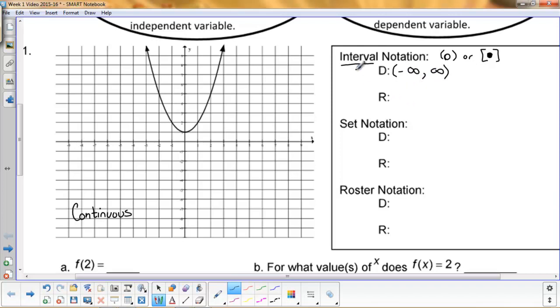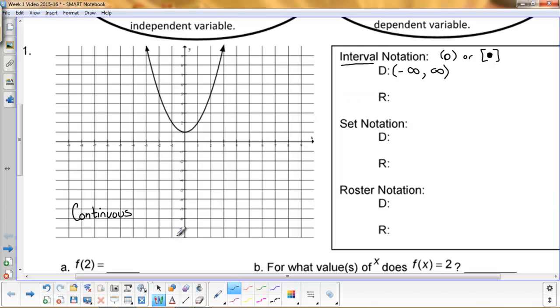Okay? Domain is typically read from left to right. Range is down to up. So let's go ahead and take a look at that right now. The graph does not exist down here in any place.